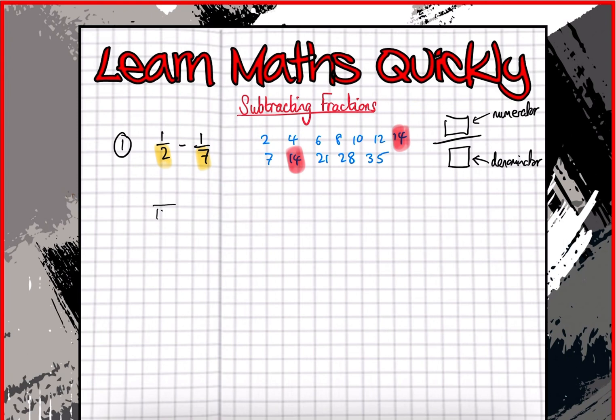So I'm going to rewrite my question here with 14 as our denominator. Now we look at our denominator for 1/2, which was 2, and we think, how did we turn 2 into 14? Well, we multiplied it by 7. Because we're finding the equivalent of 1/2 in 14ths, we must do to the numerator exactly the same as what we did to the denominator. So we multiply the denominator by 7, so we must multiply the numerator by 7 as well. So that's 1 times 7, which makes our new fraction 7/14.